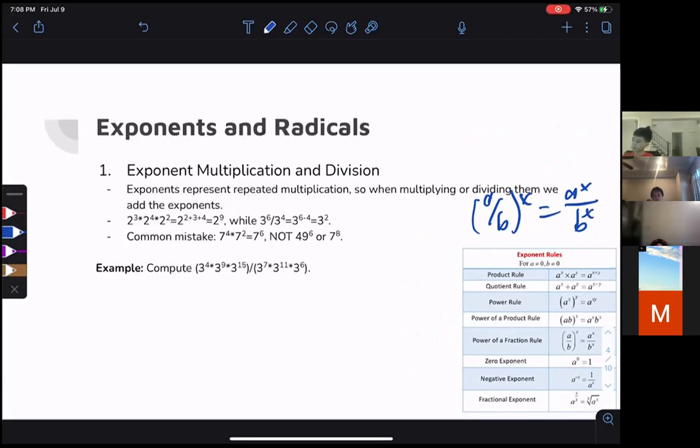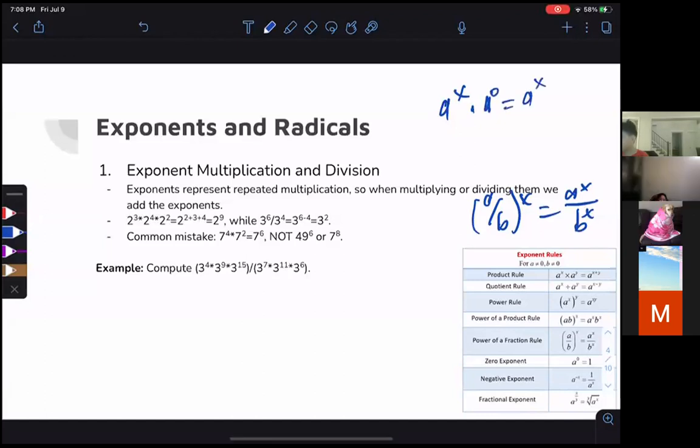And why is that? Well, you can think about it like this: if you have a to the x, a to the x times a to the 0 is still equal to a to the x, because it's a to the x plus 0, right? And then if you divide to isolate a to the 0, you get a to the 0 is equal to a to the x over a to the x, and that's just equal to 1. So if you're ever confused about why this is, you can just think about it like that.